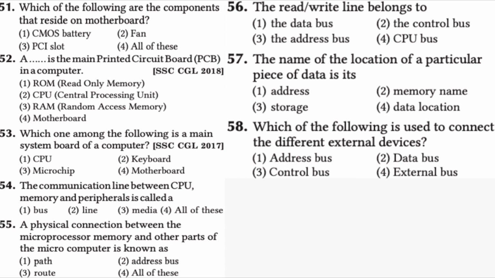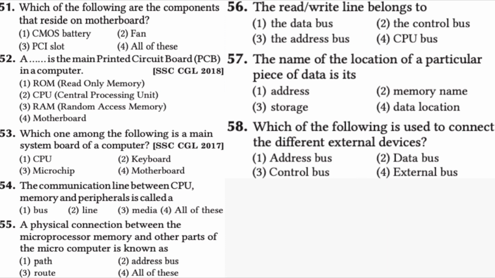Now, on to question 57. The name of the location of a particular piece of data is its. Here, the correct answer is 1. Address. The name of the location of a particular piece of data is its address, allowing the system to locate and retrieve information.